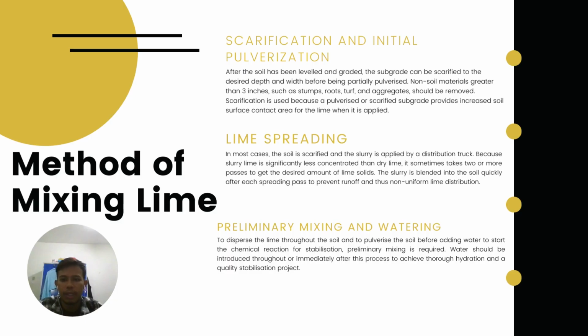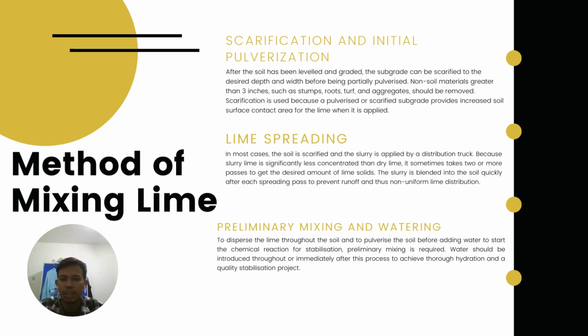There are six methods of mixing lime. First is scarification and initial pulverization. After the soil has been leveled and graded, the subgrade can be scarified to the desired depth and width before being partially pulverized. Non-soil materials greater than 3 inches such as stumps, roots, turf, and aggregates should be removed. Scarification is used because a pulverized or scarified subgrade provides increased soil surface contact area for the lime when it is applied.